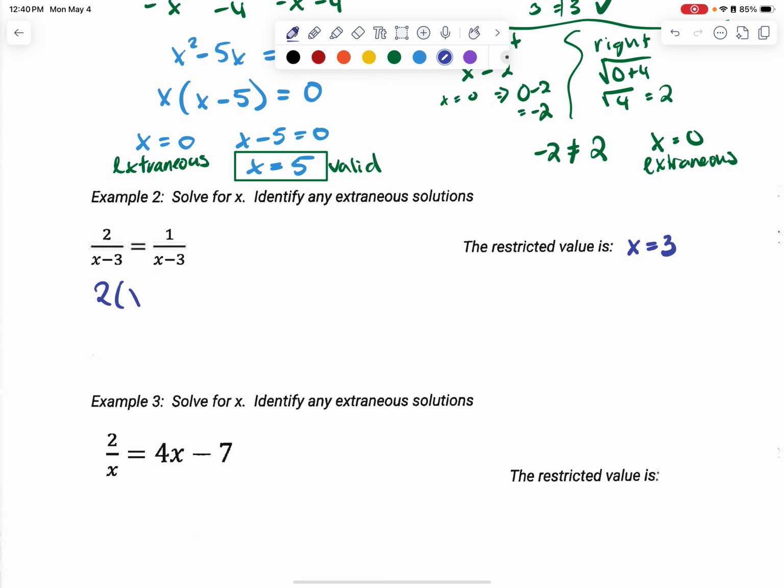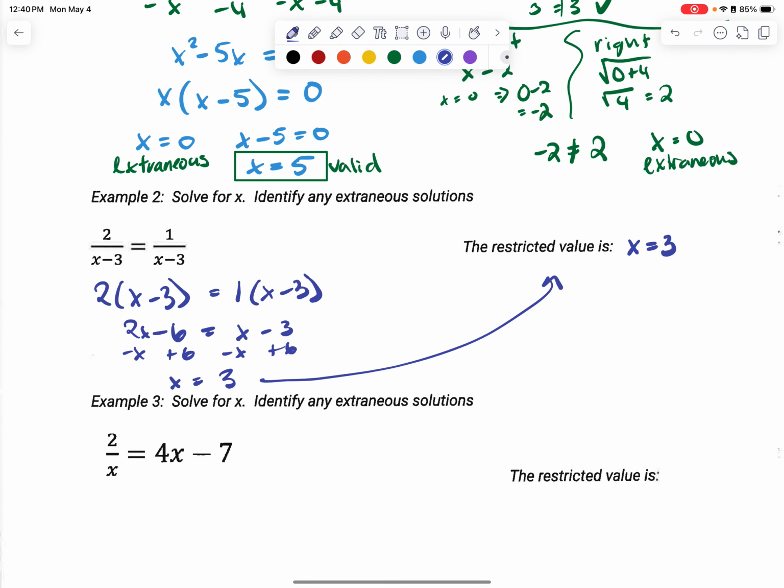So when I actually cross multiply and start solving, I have 2x minus 6 equals x minus 3. If I add 6 to both sides and subtract x from both sides, I get x equals 3. But since the restricted value is 3, there are no valid solutions because x equals 3 is extraneous. It is this restricted value, so it cannot be an answer, right?